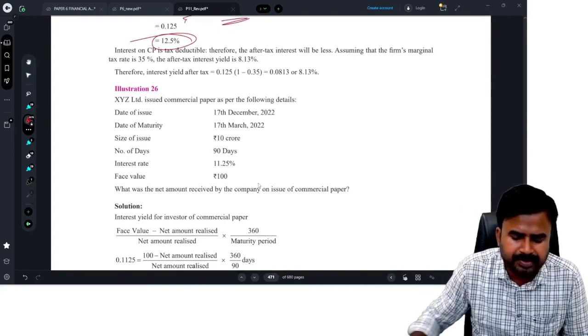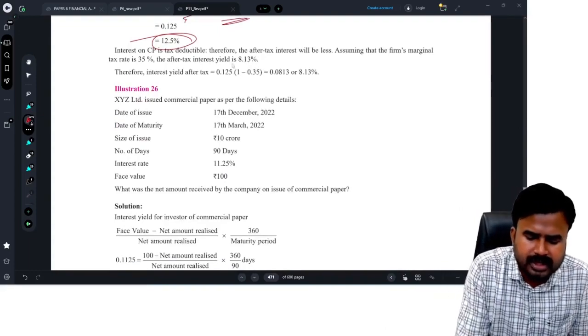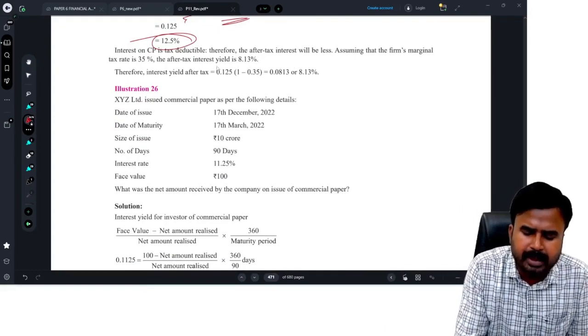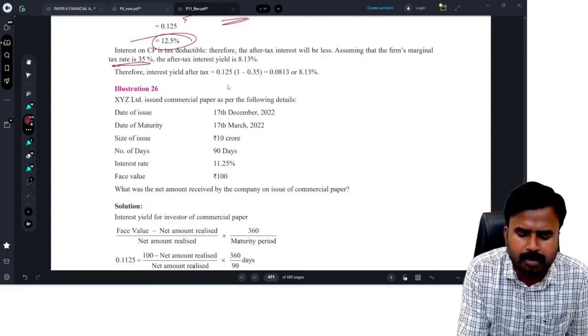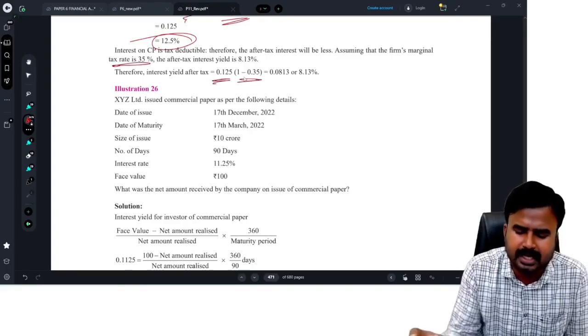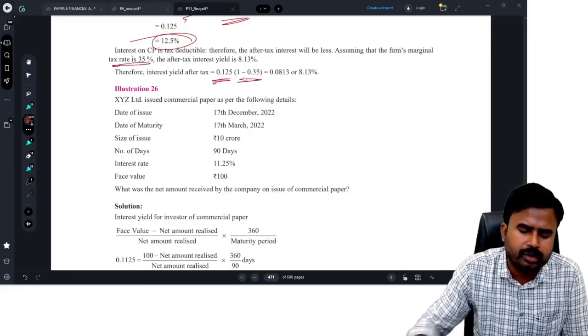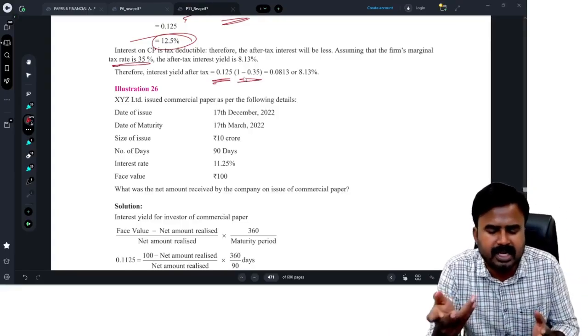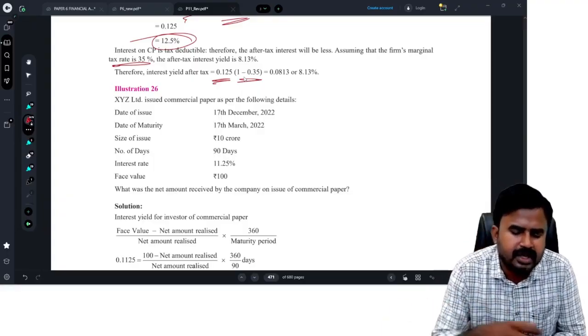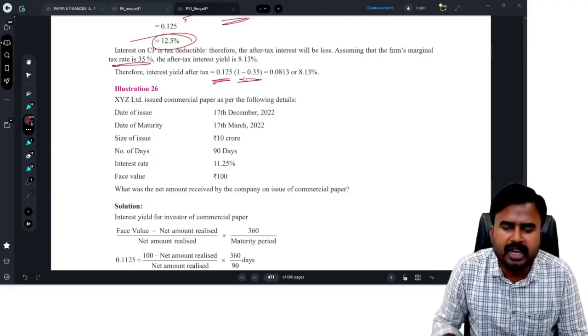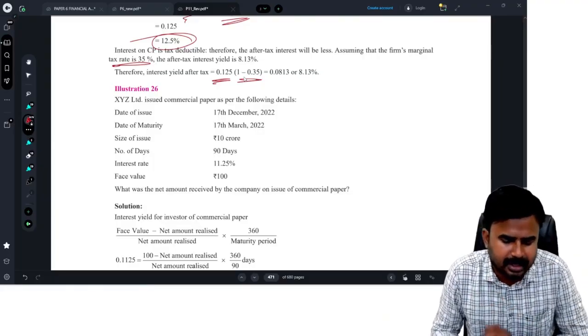Sometimes this interest yield can be calculated in after-tax terms also. If the tax rate is 35%, what is the formula? Interest yield into 1 minus tax rate. So 0.125, 12.5%, into 1 minus 35% tax rate, I'll get 8.13% after-tax interest yield. Interest yield after tax is equal to interest yield into 1 minus tax rate.